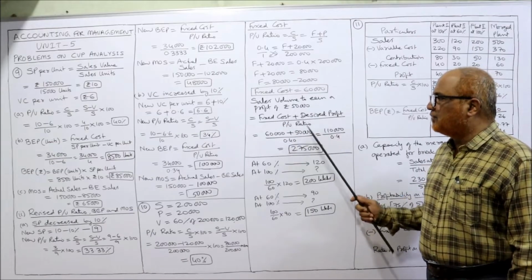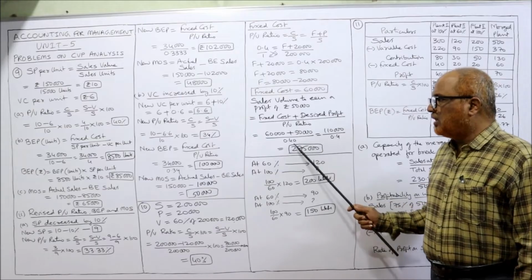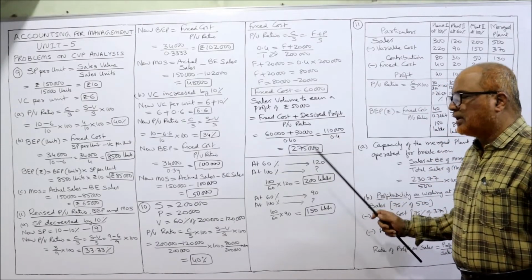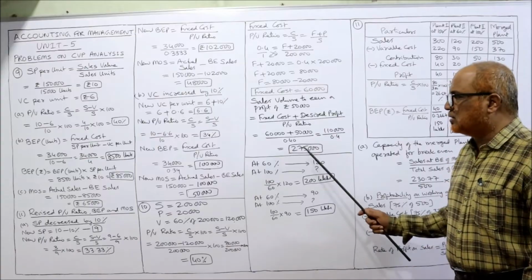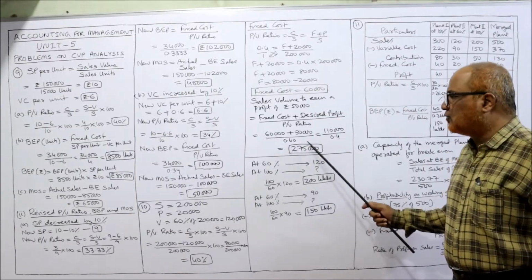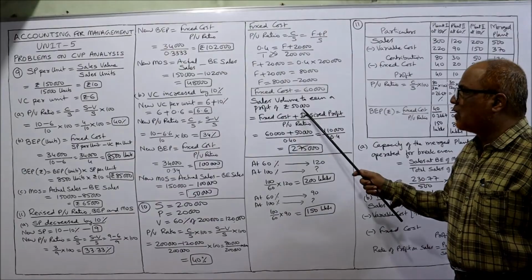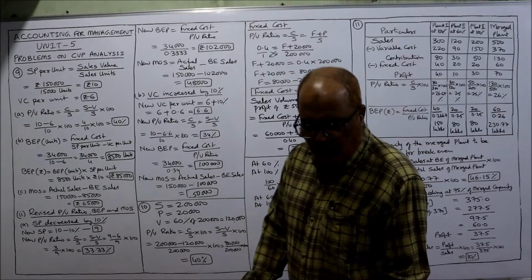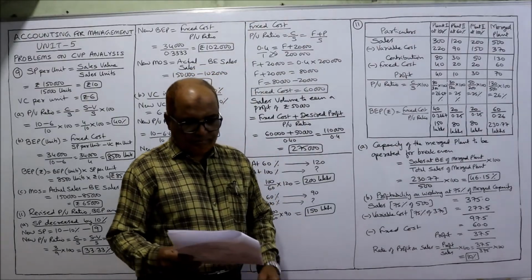And desired profit 50,000 given in the problem. PV ratio is 0.4. So 1,10,000 divided by 0.4, you will get 2,75,000. So by making a sale of 2,75,000, we'll get a profit of 50,000. That's all. This is the end of problem number 10.